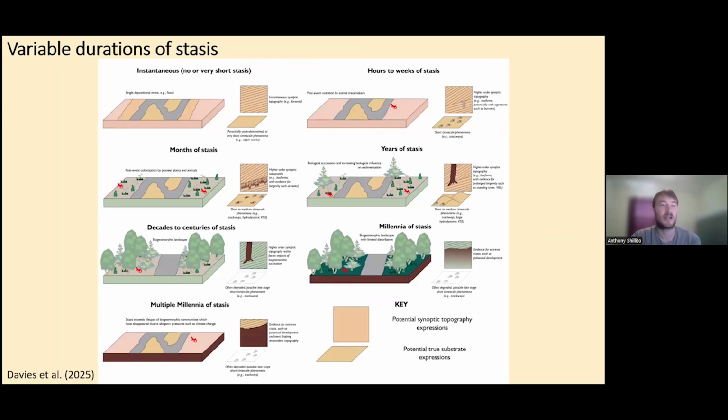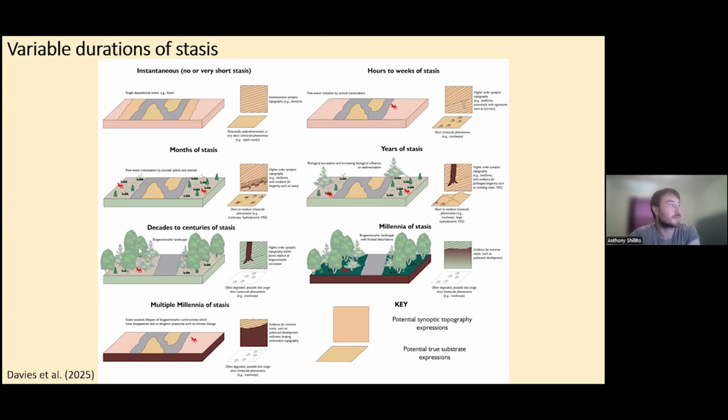This is just illustrating these variable durations of stasis within the system. So if we see the difference between instantaneous stasis, this single depositional event, like we're seeing in these fluvial channels, where you don't record very much time. As you increase the duration, as you get to hours to weeks, then you have more time for life-environment interactions. You're more likely to see burrows, either from a single generation or multiple generations. You might see trackways that occurred days apart recorded together. But it's still giving you an idea of a community that was inhabiting the same space at approximately the same time.